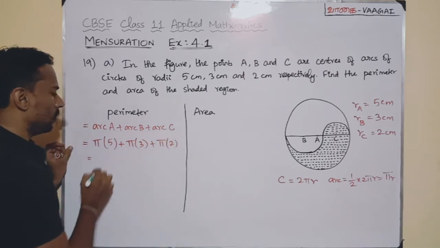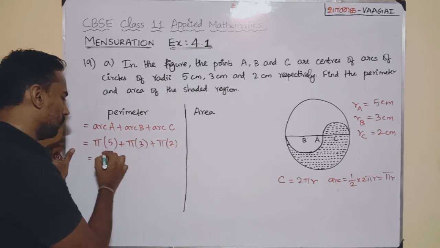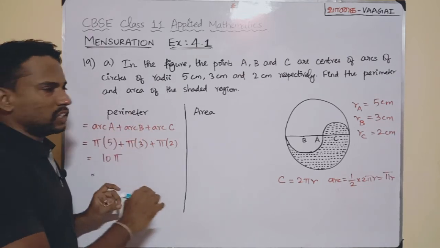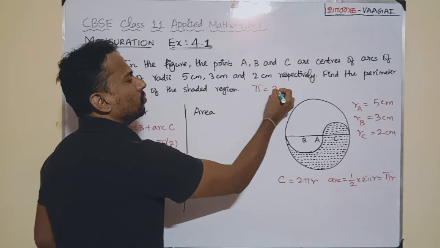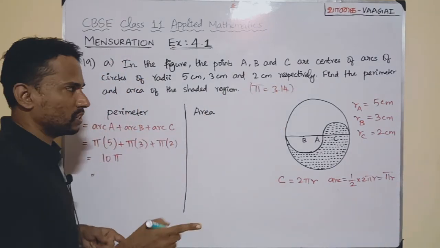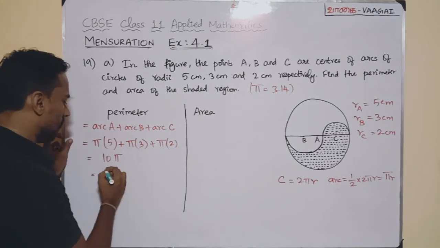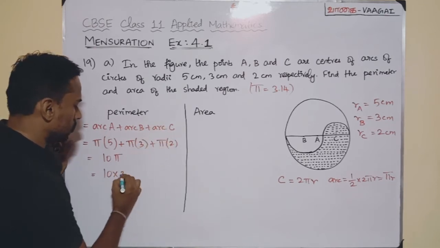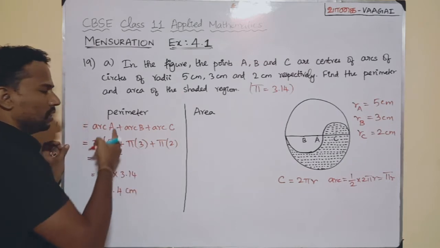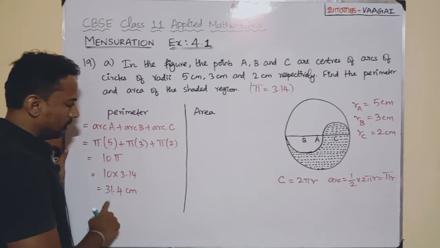So now when I add it all, I will get 5 pi plus 3 pi plus 2 pi. This together gives you 10 pi, correct? And now the next thing is, they have asked to use pi as 3.14 in the question. I'm sorry, I missed it. So we need to use pi as 3.14 for this particular question. You can refer to the book and see. So 10 pi means we have to do 10 into 3.14. So we will get 31.4 centimeter. See very carefully, we are finding the perimeter, so the unit is 31.4 centimeter.